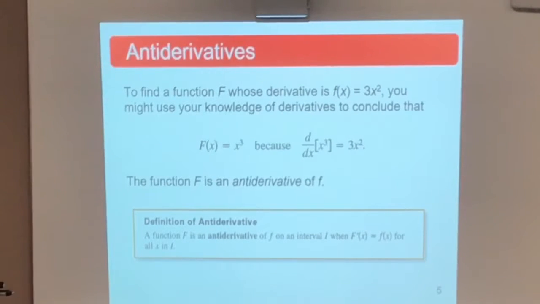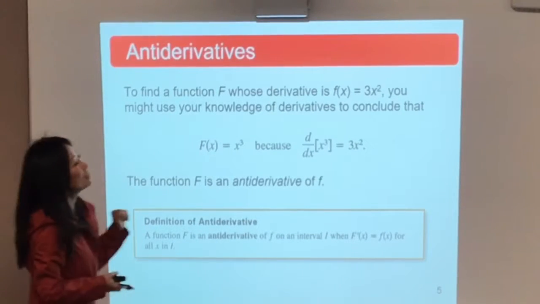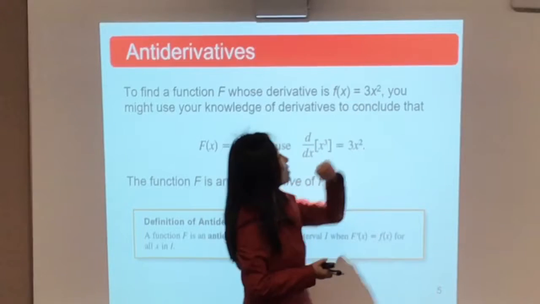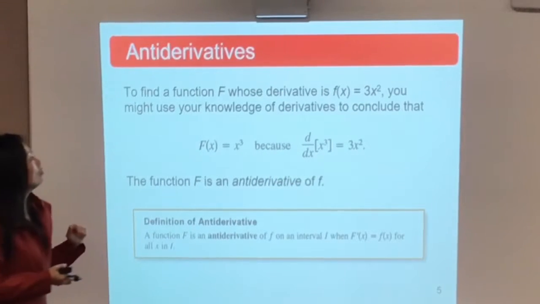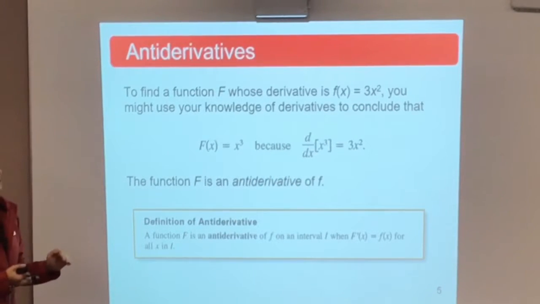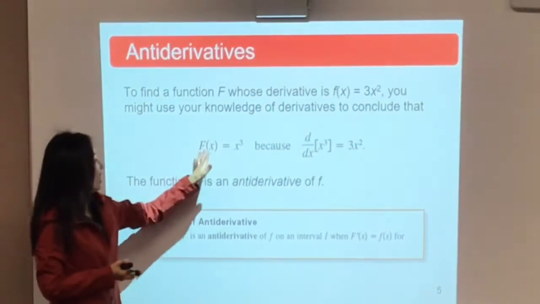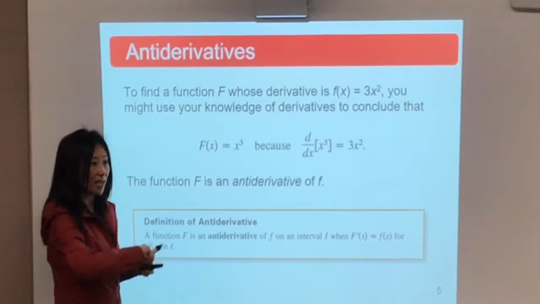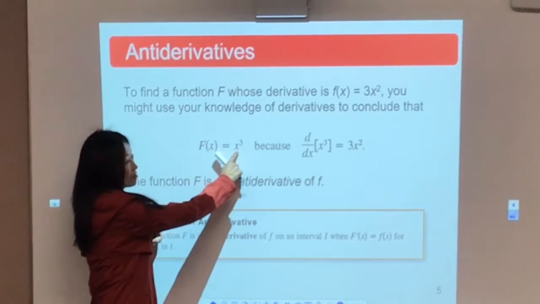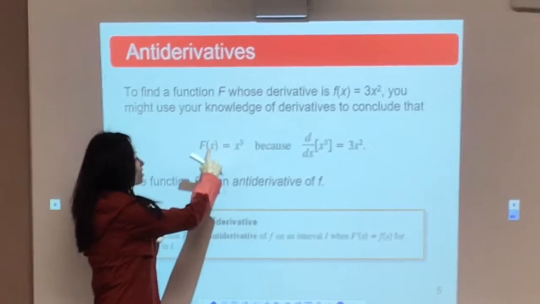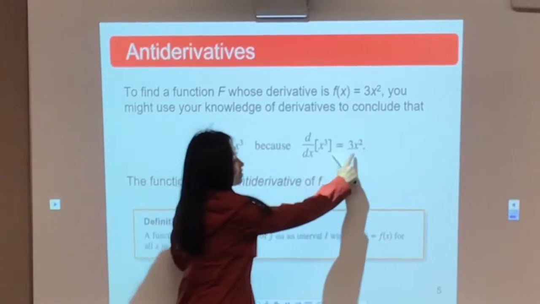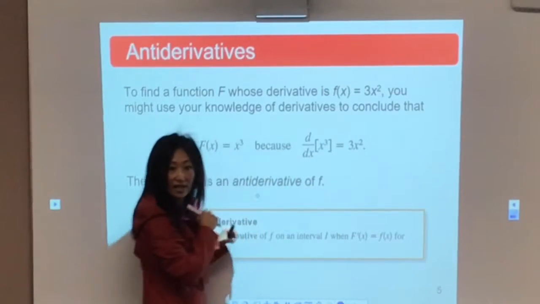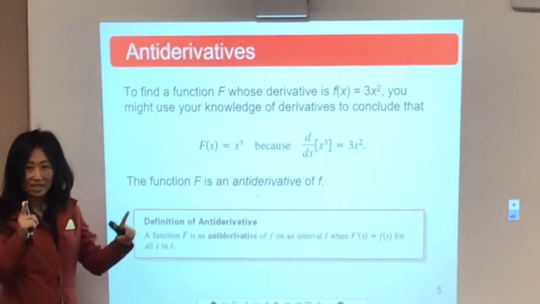All right, to find a function F whose derivative is 3x squared, you might use your knowledge of derivatives to conclude that F of x is equal to x to the third. I'm saying F of x is x to the third because if you take the derivative of this, you get 3x squared. Am I right, class? Right. Does everybody see that?